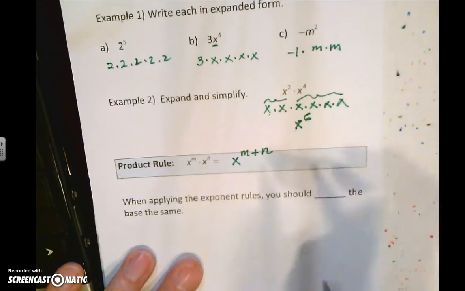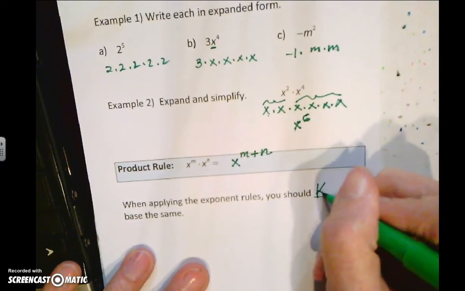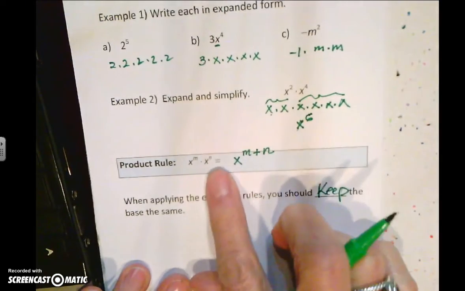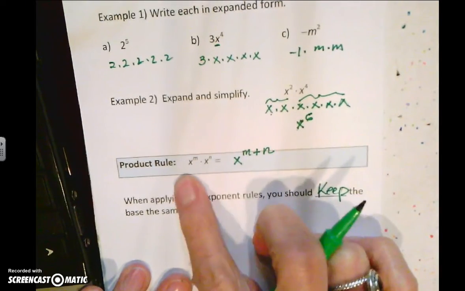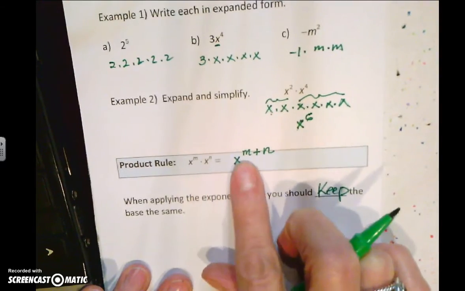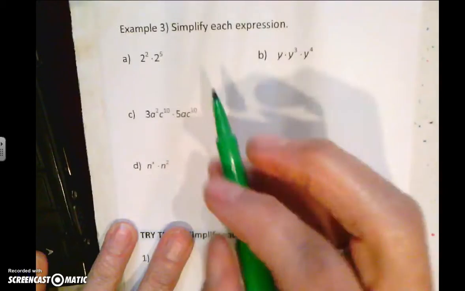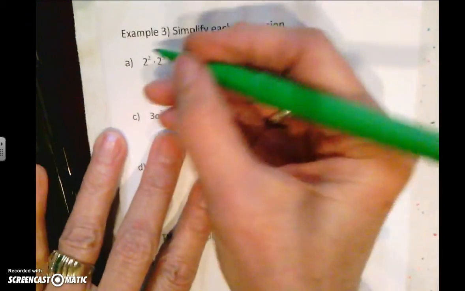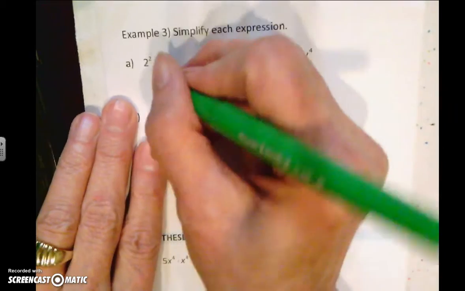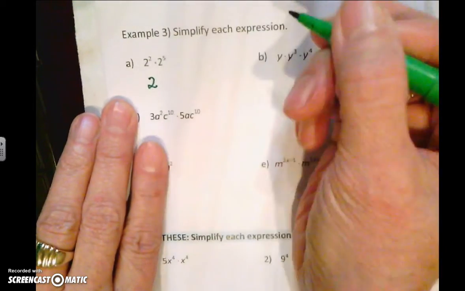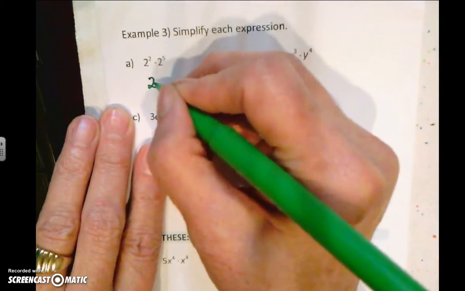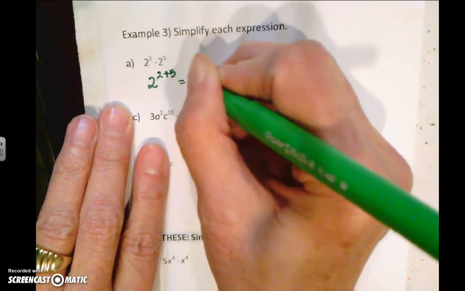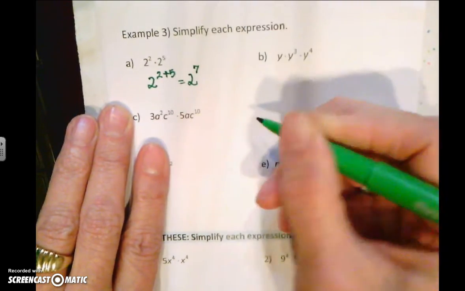So when applying the exponent rules, you want to make sure that you keep the same base. So don't change it. Don't say it's like x squared or 2x's. It's just x. So let's use these rules in example 3 where it says simplify each expression. So I have 2 squared times 2 to the 5th. I'm going to keep the base of 2, and I'm going to add my exponents, 2 plus 5. So that's going to be 2 to the 7th power.